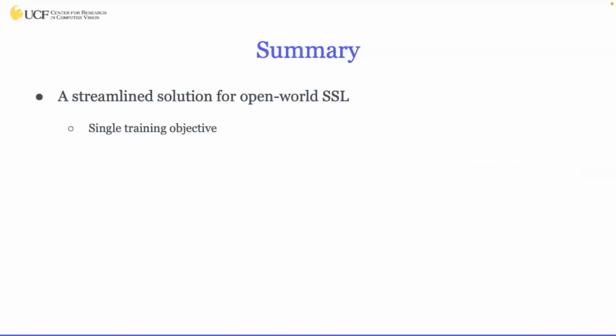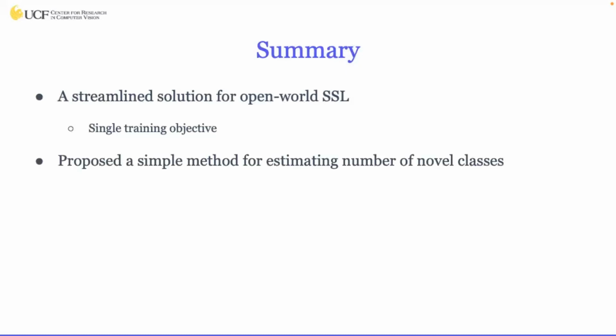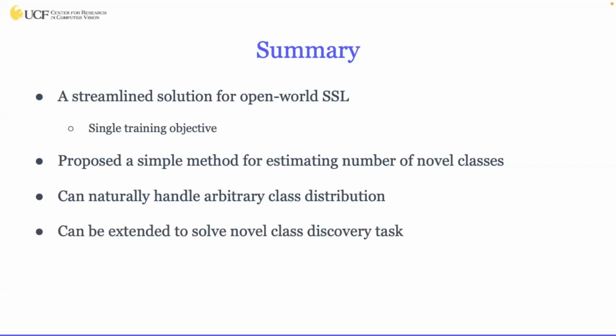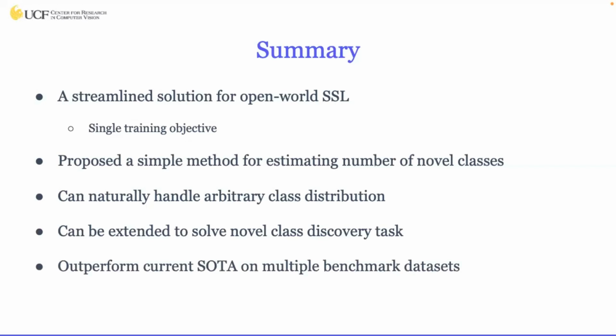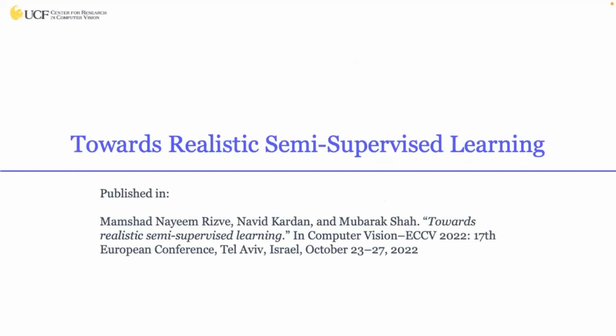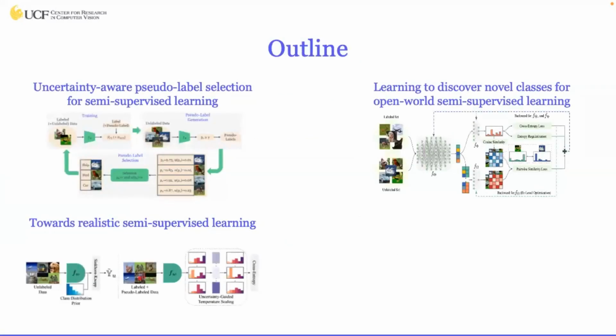And so to summarize, in this work, we propose a streamlined solution for open-world semi-supervised learning, which only requires a single objective function. We also proposed a simple method for estimating the number of novel classes. Our proposed method can naturally handle arbitrary class distribution, and it can be extended to solve the related novel class discovery problem. We also outperform the current state of the art on multiple benchmark datasets. So this concludes our third work, that is towards realistic semi-supervised learning.